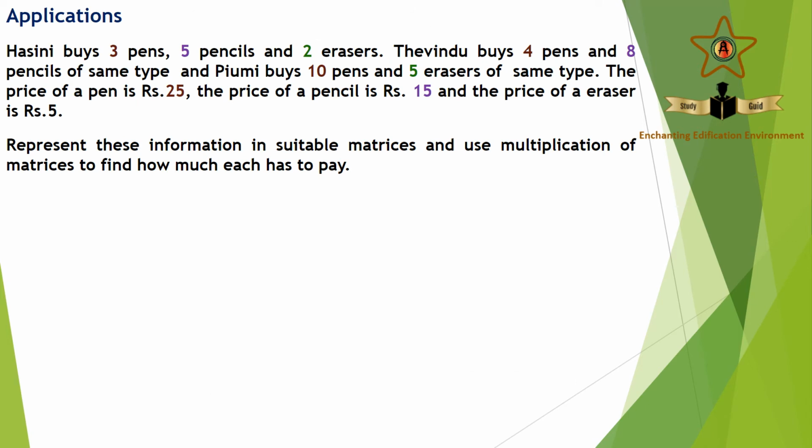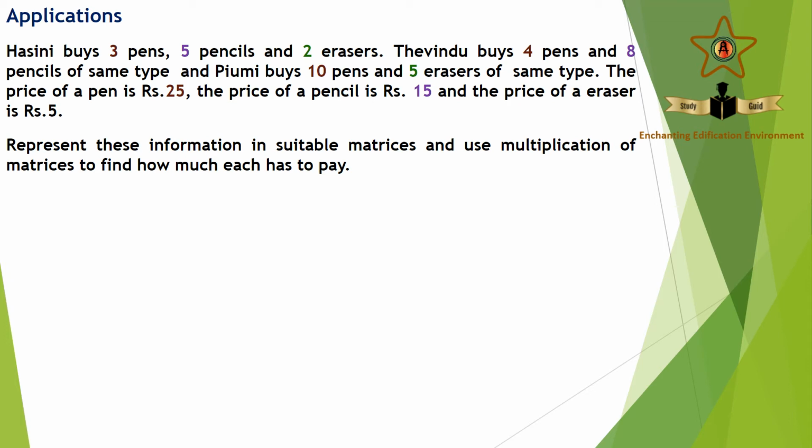Right. Now we are going to discuss a practical application. Hasini buys 3 pens, 5 pencils and 2 erasers. Devindu buys 4 pens and 8 pencils of the same type. And Pumi buys 10 pens and 5 erasers of the same type. The price of a pen is rupees 25, the price of a pencil is rupees 15 and the price of an eraser is rupees 5. Represent this information in suitable matrices and use multiplication of matrices to find how much each has to pay.